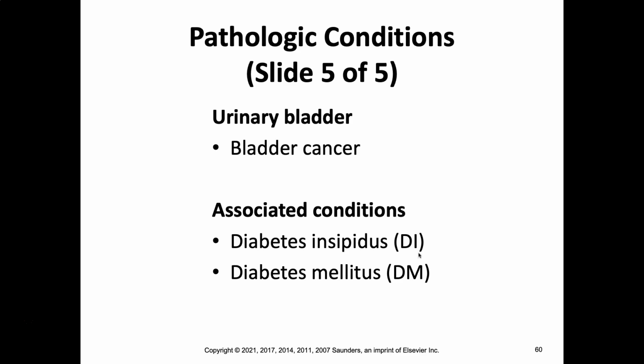You can have bladder cancer, and associated conditions that impact the kidneys. They don't arise in the kidneys, but they impact the kidneys. That's diabetes insipidus and diabetes mellitus. And we'll be talking about those when we get to the endocrine chapter, which is chapter 18, coming up in a couple weeks.